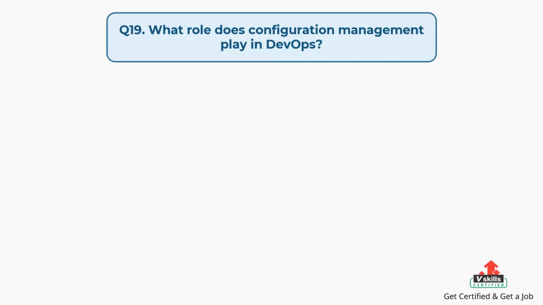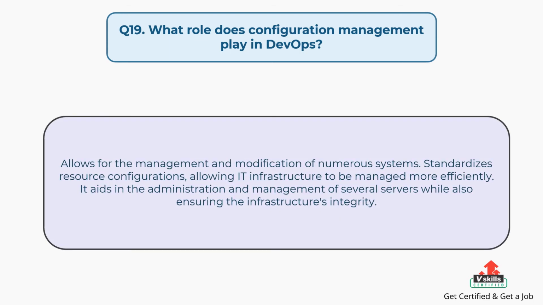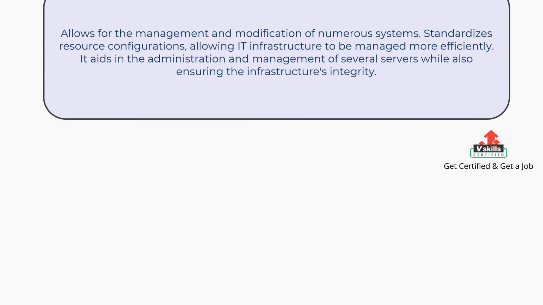Question number 19. What role does configuration management play in DevOps? The answer is: It allows for the management and modification of numerous systems. It standardizes resource configurations, allowing IT infrastructure to be managed more efficiently. It aids in the administration and management of several servers while also ensuring the infrastructure's integrity.